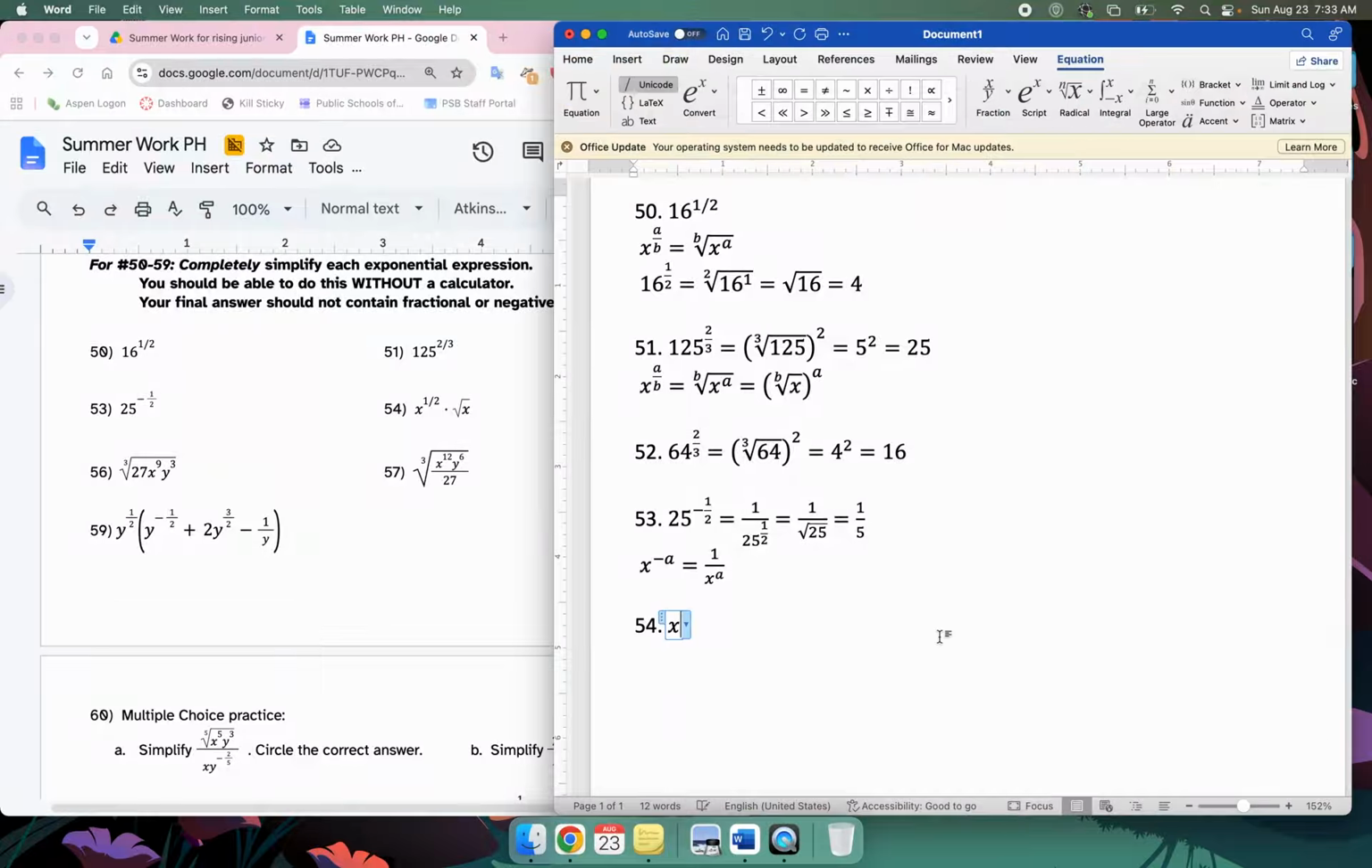54, we have x to the 1/2 times square root of x. To evaluate this, I would rewrite the square root of x using a fractional exponent. So square root of x is actually just x to the 1/2. And now if I have x to the 1/2 times x to the 1/2, that's going to be x to the 1/2 plus 1/2, which is x to the 1, which is just x.